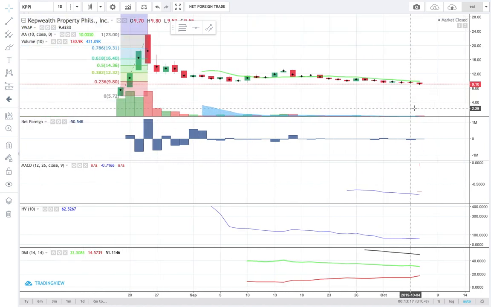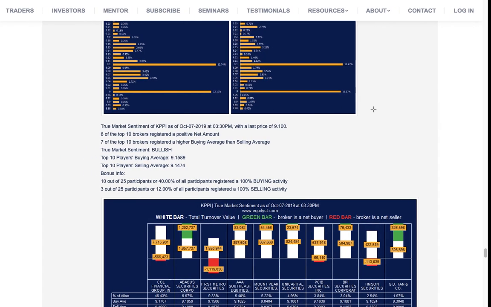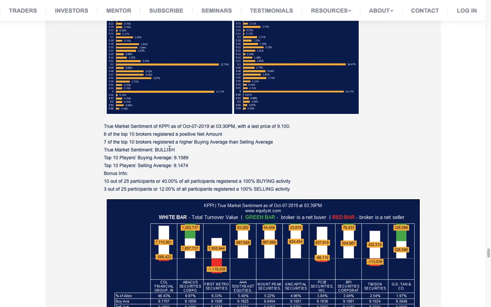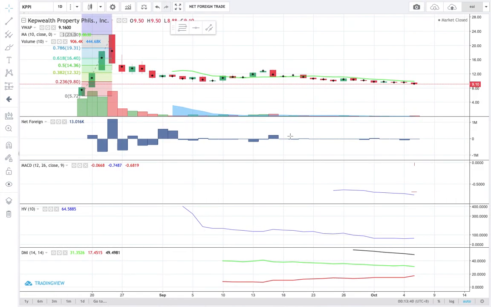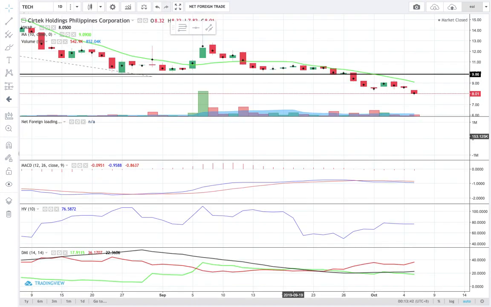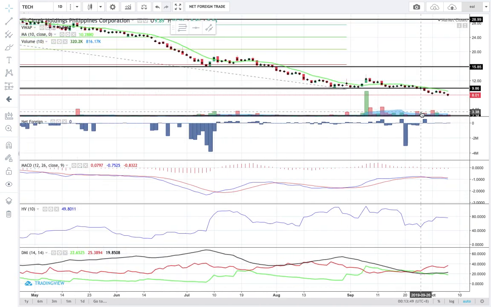For one, the two indicators, the 10 MACD combo and the momentum power indicator, are both bearish. So stay away from KPPI for now. Even though the true market sentiment is bullish, let's allow them to push the price higher for our two indicators to become bullish. Okay, let them do their thing, and we will do our thing, which is being in a wait-and-see mode on KPPI. Also, Tech closed today at 8 peso per share.